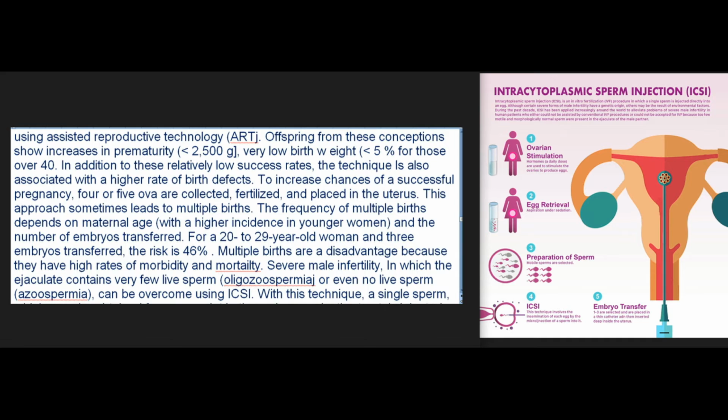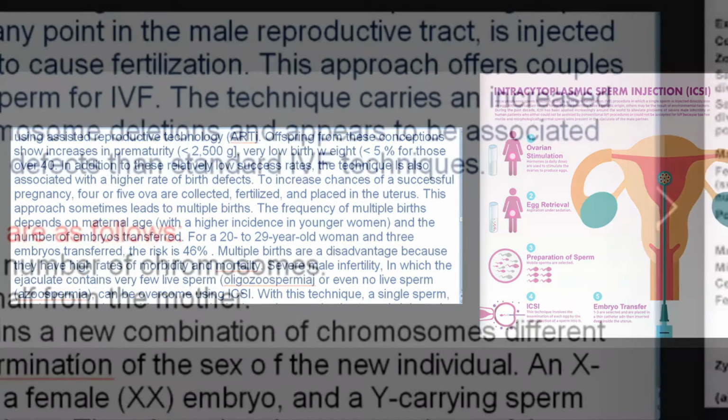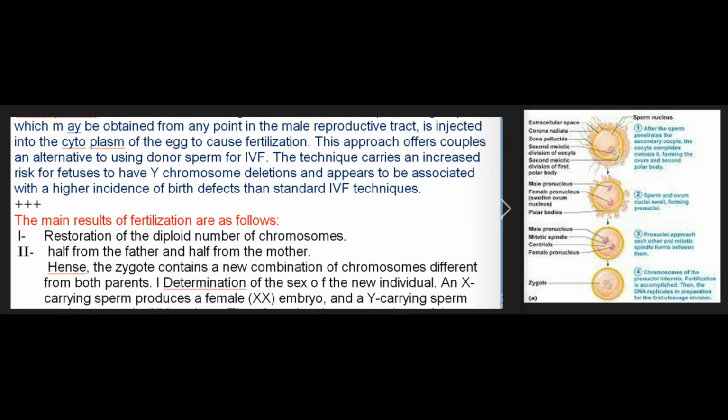Severe male infertility, in which the ejaculate contains very few live sperm, oligospermia, or even no live sperm, azoospermia, can be overcome using ICSI. With this technique, a single sperm, which might be obtained from any point in the male reproductive tract, is injected into the cytoplasm of the egg to cause fertilization. This approach offers couples an alternative to using donor sperm for IVF. The technique carries an increased risk for fetuses to have Y chromosome deletions and appears to be associated with a higher incidence of birth defects than standard IVF techniques.